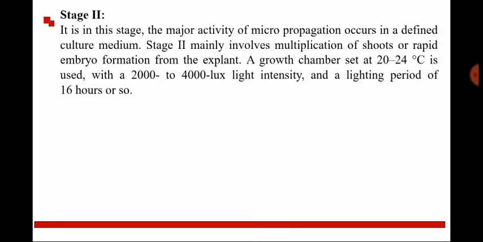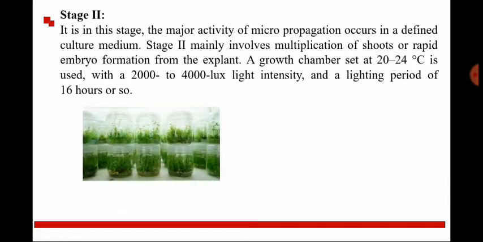In the next stage, that is stage second, the major activity of micropropagation takes place. That means the growth of that culture occurs in this stage on media. The shoot or root can develop in this stage, and multiplication of these plants occurs in this stage.